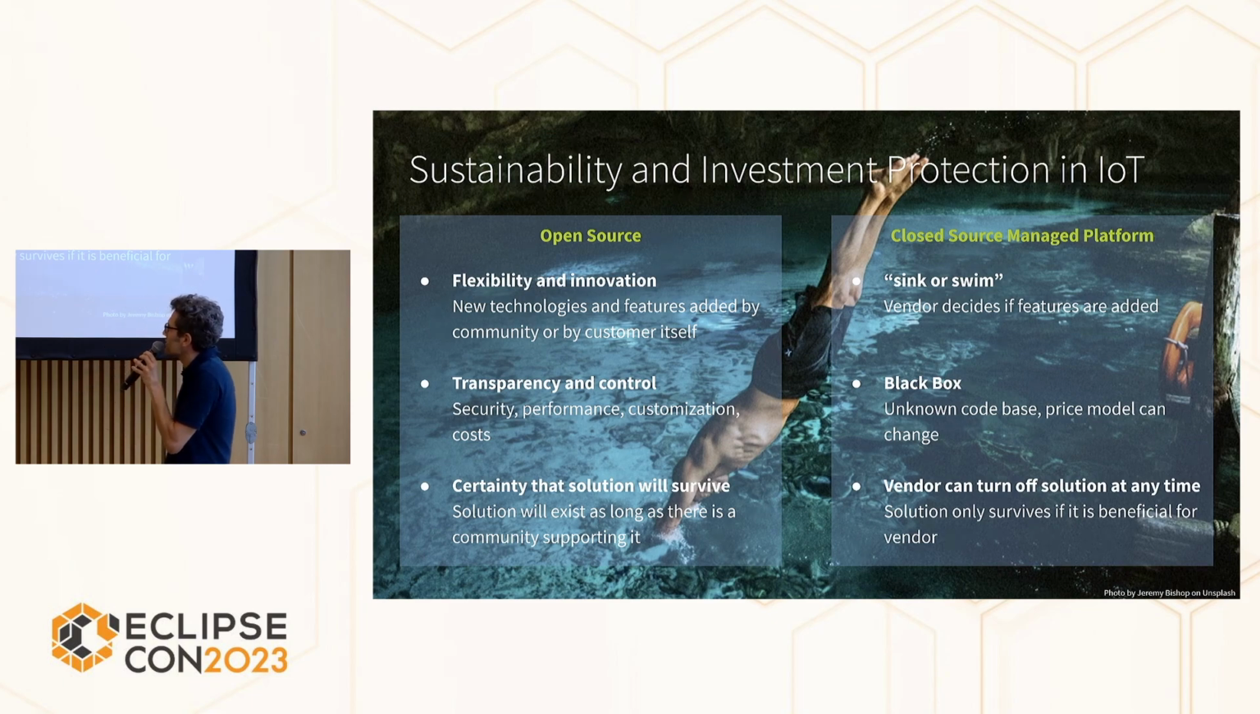With open source, you get flexibility and innovation. So new technologies are either added by the community or you can add them to the product yourself. So it's a living thing. And with closed source, as we saw also with Google IoT Core, you just have a sink-or-swim approach. You have to jump into the cold water. You don't know what you get, and it's dependent on the vendor whether he adds new features or not. With open source, you have transparency and control, so you can do security audits with the code.